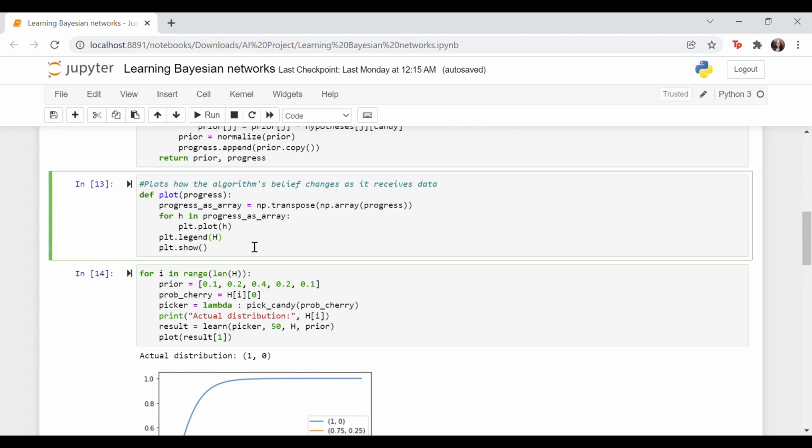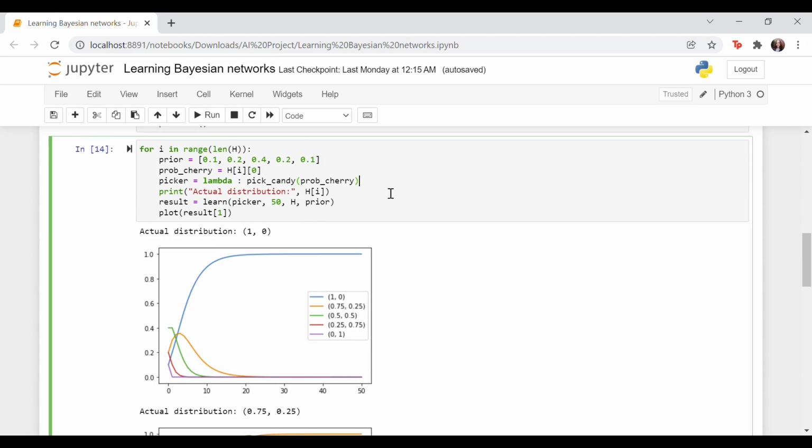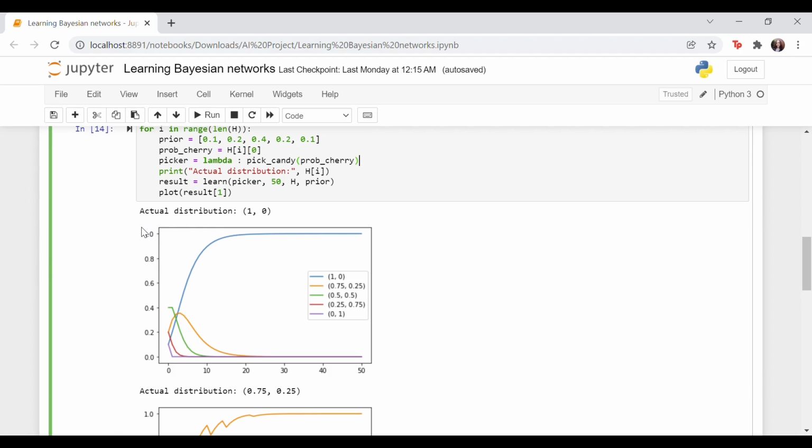So then we're going to do this for all of these possible hypotheses. What that's doing is, for each hypothesis, we're going to make it actually be that hypothesis and then watch the algorithm learn that it is that hypothesis. So when we graph these, we see that here the actual distribution of candies was 100% cherry and 0% lime. And the algorithm pretty quickly learned that that was the correct distribution.